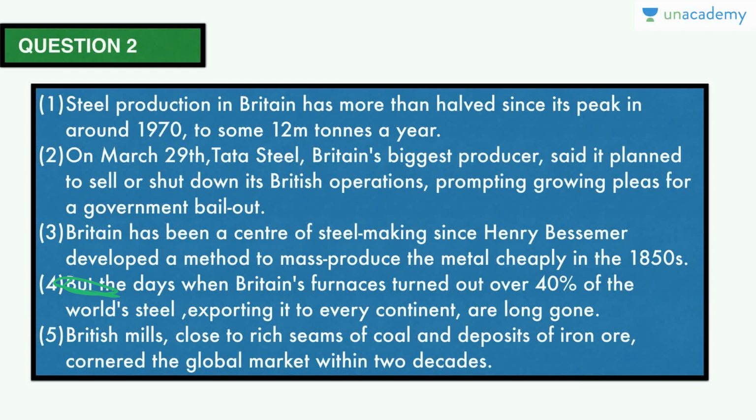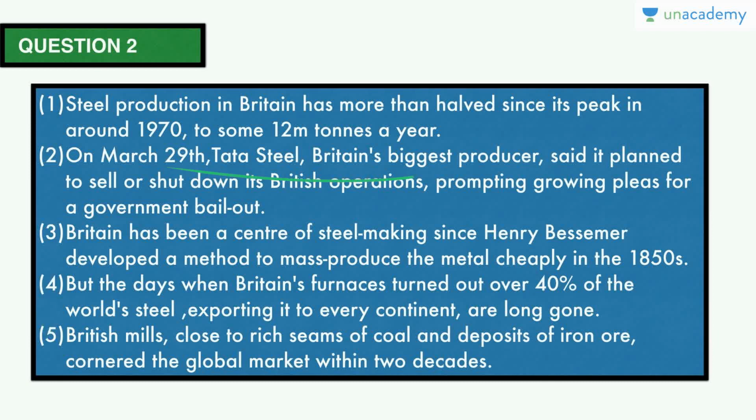But the days when Britain's furnaces turned out over 40% of the world's steel, exporting it to every continent, are long gone. Steel production in Britain has more than halved since its peak around 1970 to some 12 million tons a year. Could be one, could be two. One of these two. Because the remaining three sentences make a good paragraph.